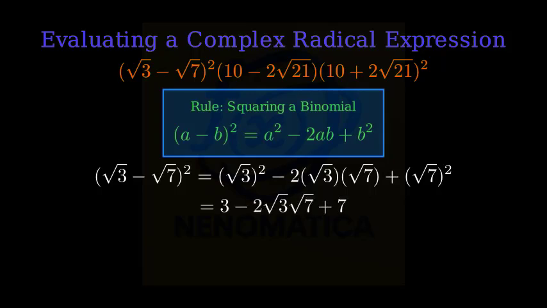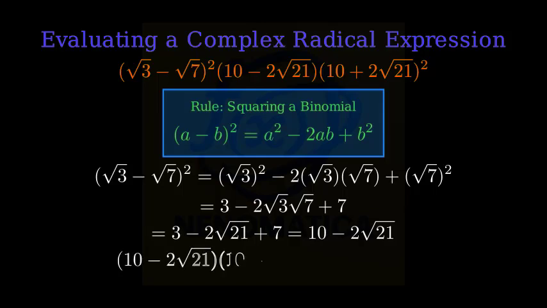This simplifies to 3 minus 2 times square root of 3 times 7 plus 7. Now we can simplify this to 3 minus 2 times square root of 21 plus 7, which equals 10 minus 2 times square root of 21. After evaluating the first part, our expression becomes (10 minus 2 times square root of 21) multiplied by (10 minus 2 times square root of 21) multiplied by the square of (10 plus 2 times square root of 21).